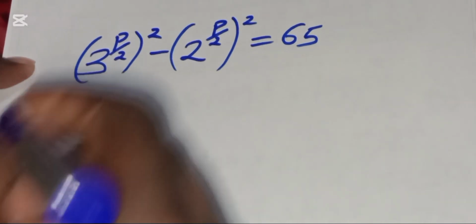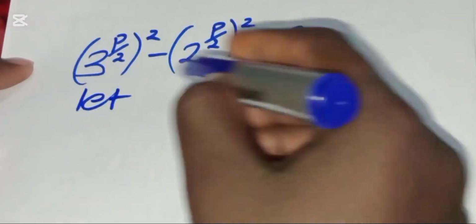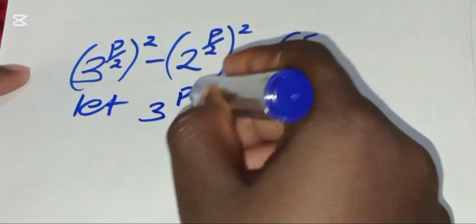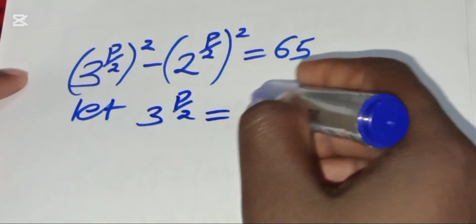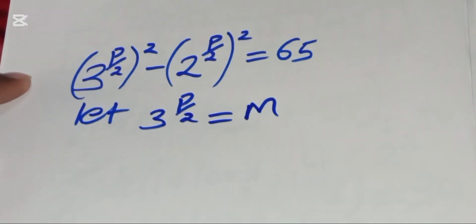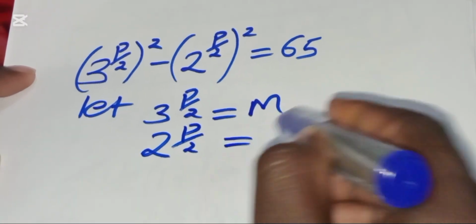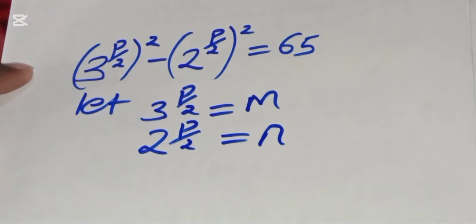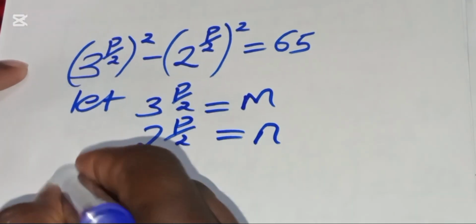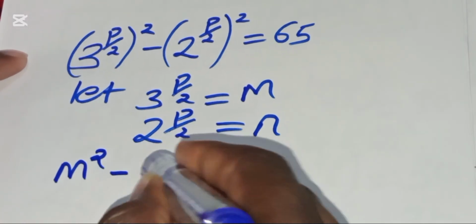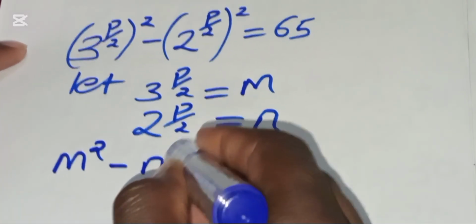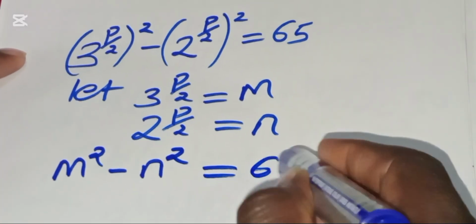We can just say, let 3 raised to power p over 2 be equal to m, and 2 raised to power p over 2 be equal to n. So that means we have m squared subtract n squared, and this is equal to 65.